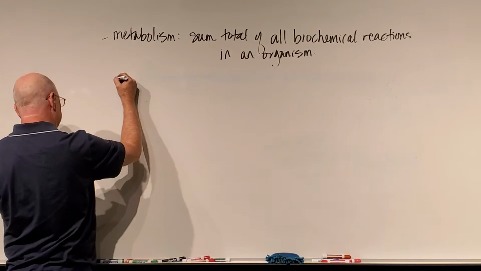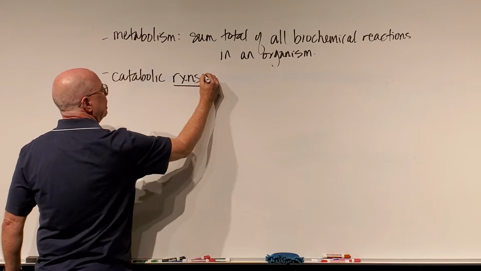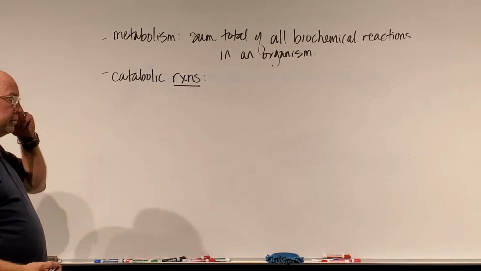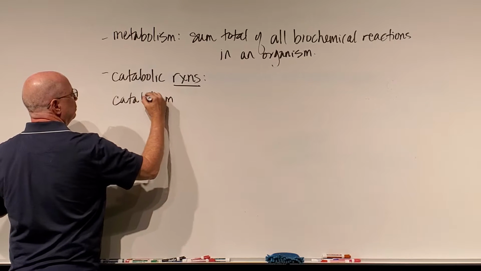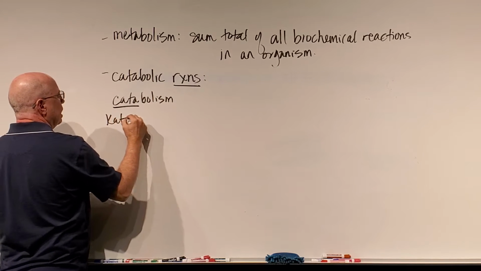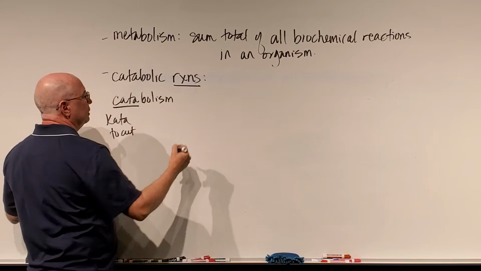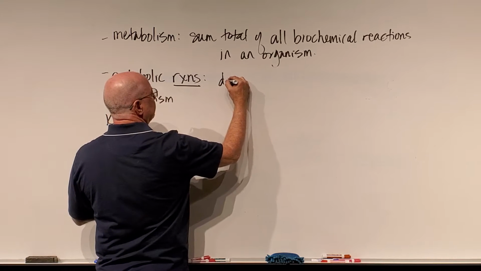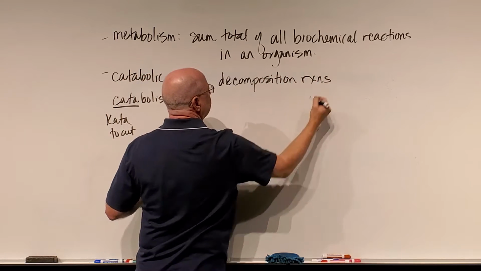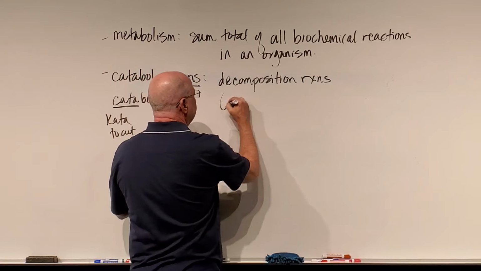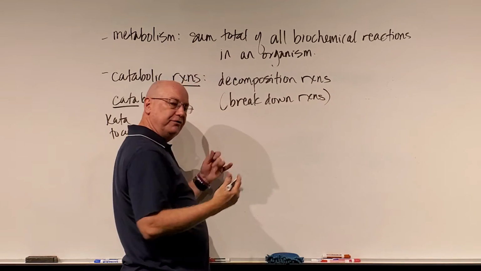So, when it comes to metabolism, there's different types of chemical reactions we can talk about. One of them are called catabolic reactions. And I'm going to abbreviate the word reactions with RxNS. So when we talk about catabolic reactions, or catabolism, this comes from a Japanese word, kata, like katana means the sword. It means to cut. So catabolic reactions are sometimes referred to as decomposition reactions. To decompose means to break down, so I think of these as breakdown reactions. This is the way that I simplify it for my brain.